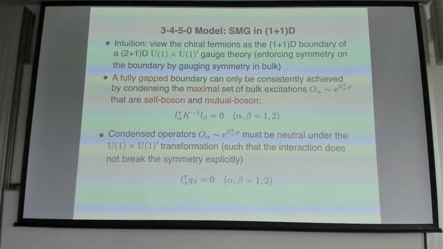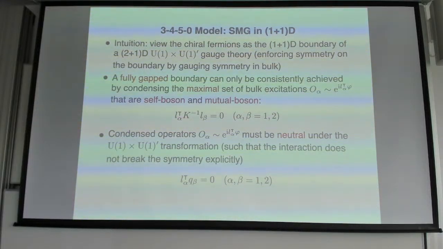And then the fully gapped boundary can be consistently achieved only by condensing the maximal set of bulk excitations, which are self-boson and mutual boson. In the bulk, it basically becomes a Chern-Simons theory, and the mutual statistics of these operators can be calculated in this way. So by requiring this condition to be true, you make sure that the operators you add to the boundary, those interactions, are consistent with each other, they can be condensed happily with each other.